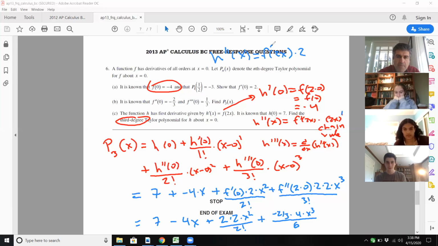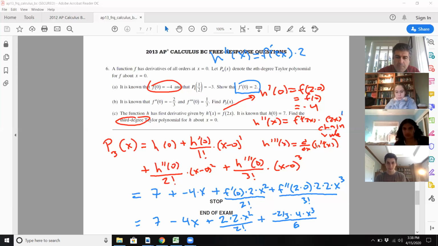Sorry, it's f prime of x times 2. F prime of 2x times 2. Well, f prime of 0 is given to us over here, which is 2. And of course, times 2 is part of the chain rule, times x squared, and then divided by 2 factorial is part of the Taylor series.